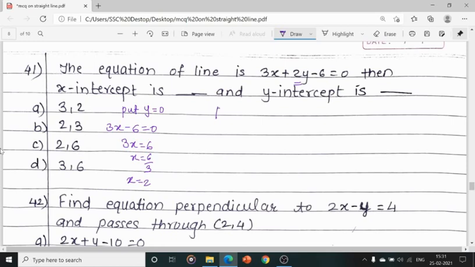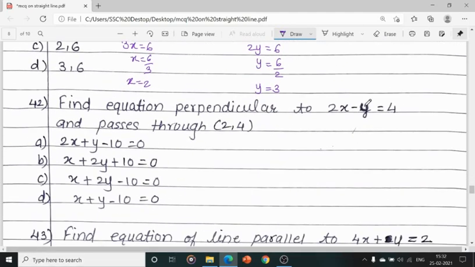For y-intercept, put x is equal to 0 in this equation. So this term will be 0 and we get 2y minus 6 is equal to 0. So 2y is equal to 6. y is equal to 6 by 2 and y is equal to 3. So the answer is 2 and 3.